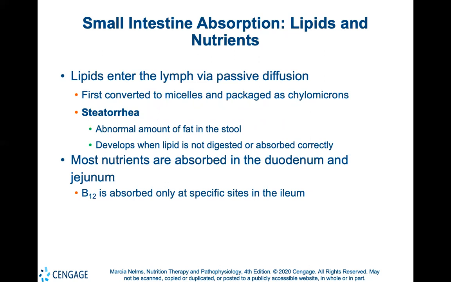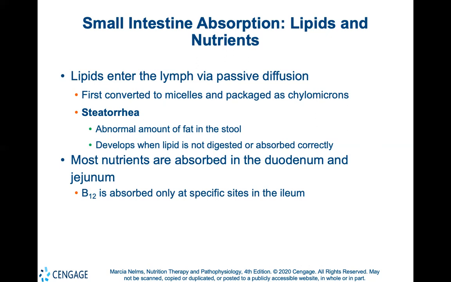Understanding the steps of digestion and absorption can assist in diagnosing diseases affecting the small intestine and or ancillary organs of digestion. For example, pancreatic disease may reduce the amount of pancreatic lipase available for adequate digestion. Crohn's disease may decrease transit time and reduce the time required for digestion and absorption. Steatorrhea, an abnormal amount of fat in the stool, is the condition that develops when lipids are not digested or absorbed correctly.